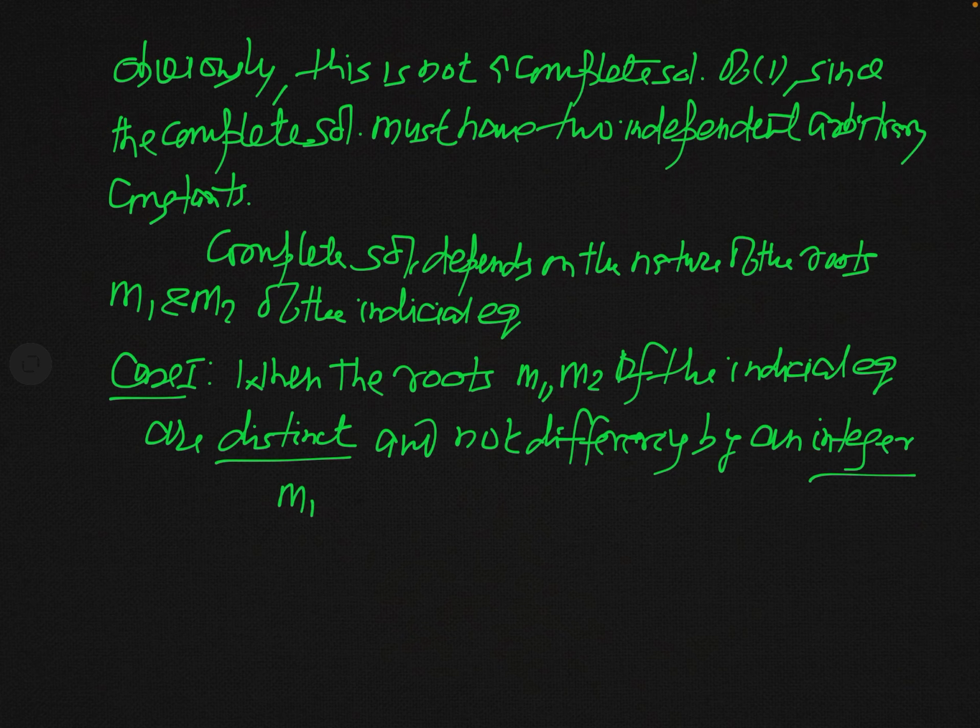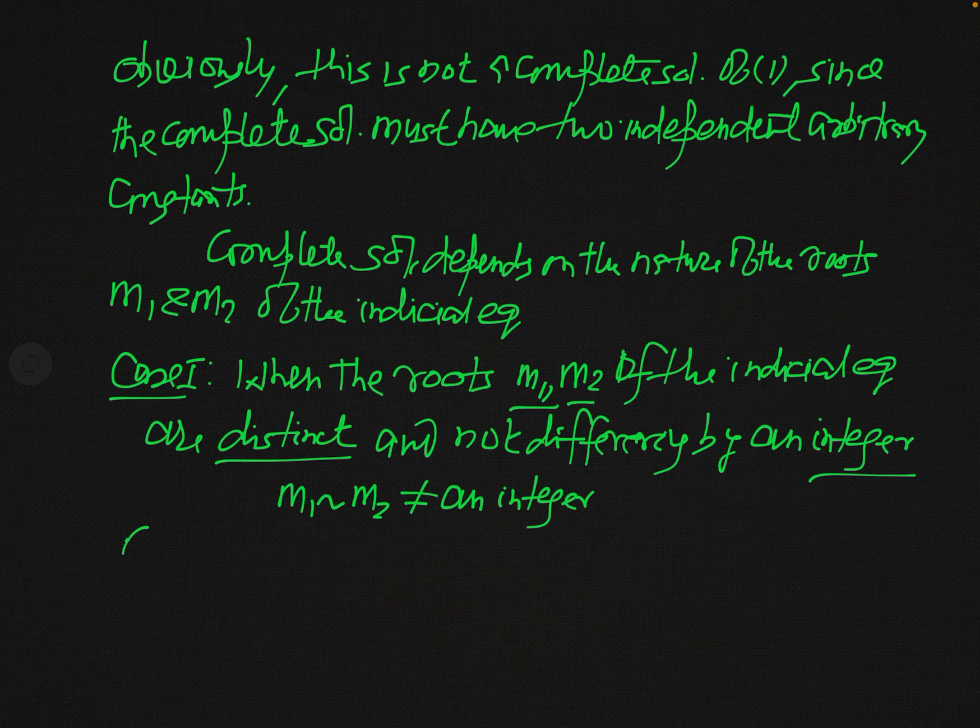Mark this. It means the difference of m1 and m2 is not equal to an integer. It means that maybe this difference will actually be fractional, not integral values. So if you find that the roots m1 and m2 of the initial equation are different, and at the same time the difference of these two roots is not an integer, in this condition we will write the complete solution of this equation in this form.